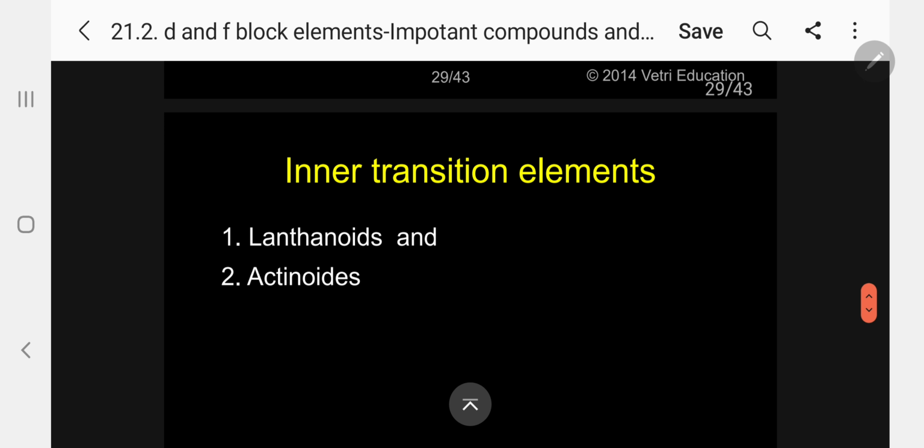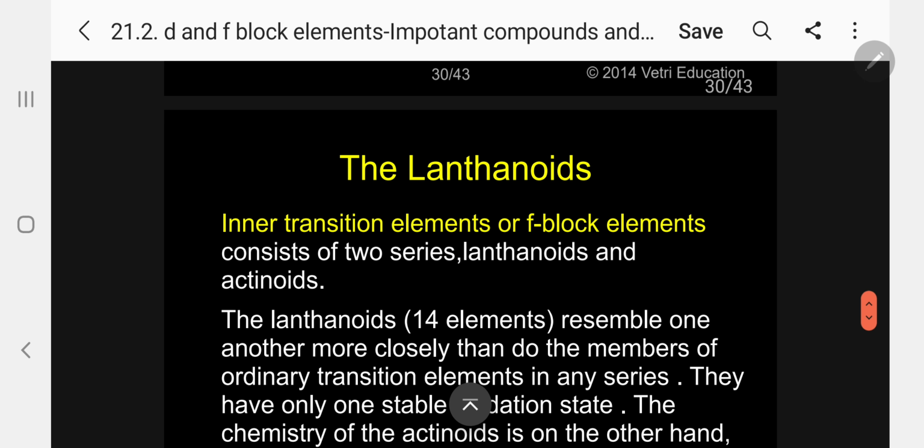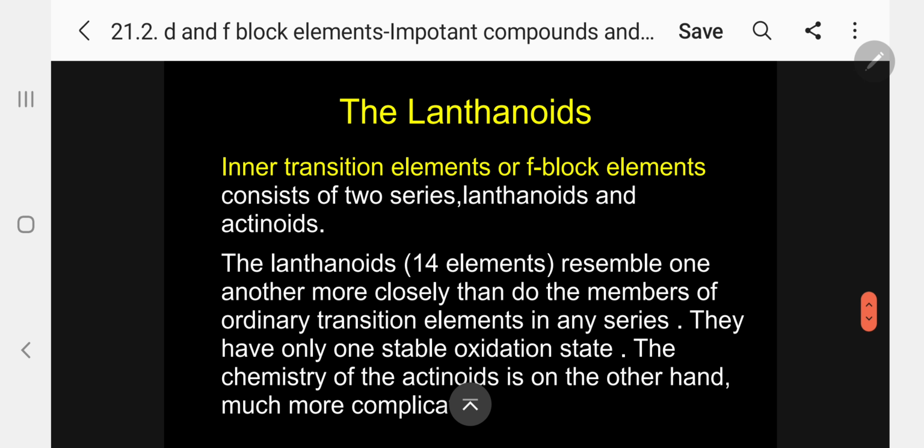So that finishes the two compounds, potassium dichromate and potassium permanganate. Now let me concentrate on inner transition elements, that is, f block elements. F block elements are called inner transition elements. Inner transition elements again consist of two series: one is lanthanides, another is actinoids. Kindly follow. So let me discuss one by one. First let me concentrate on lanthanides.